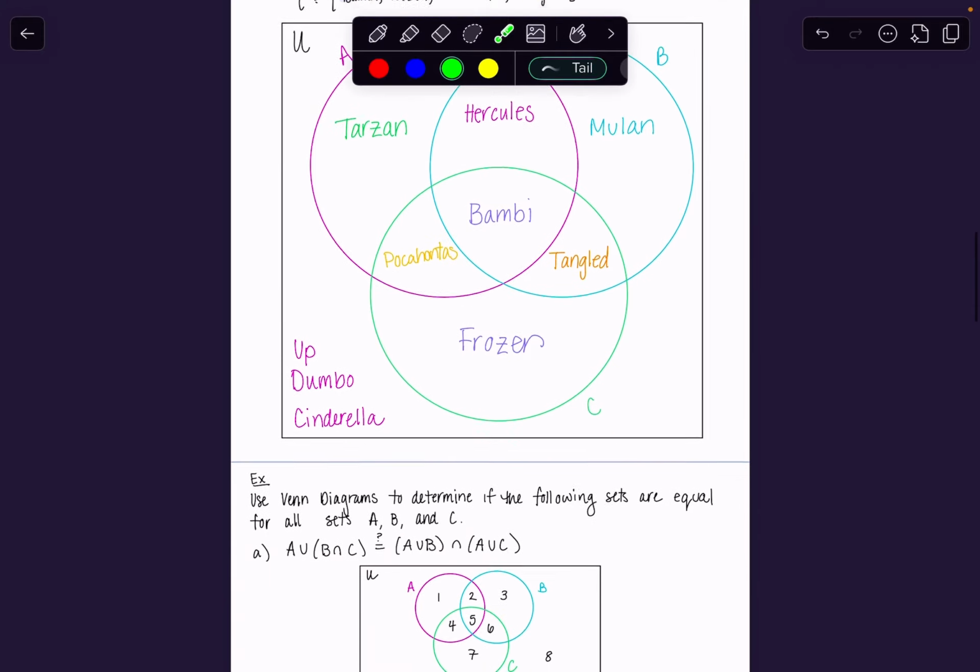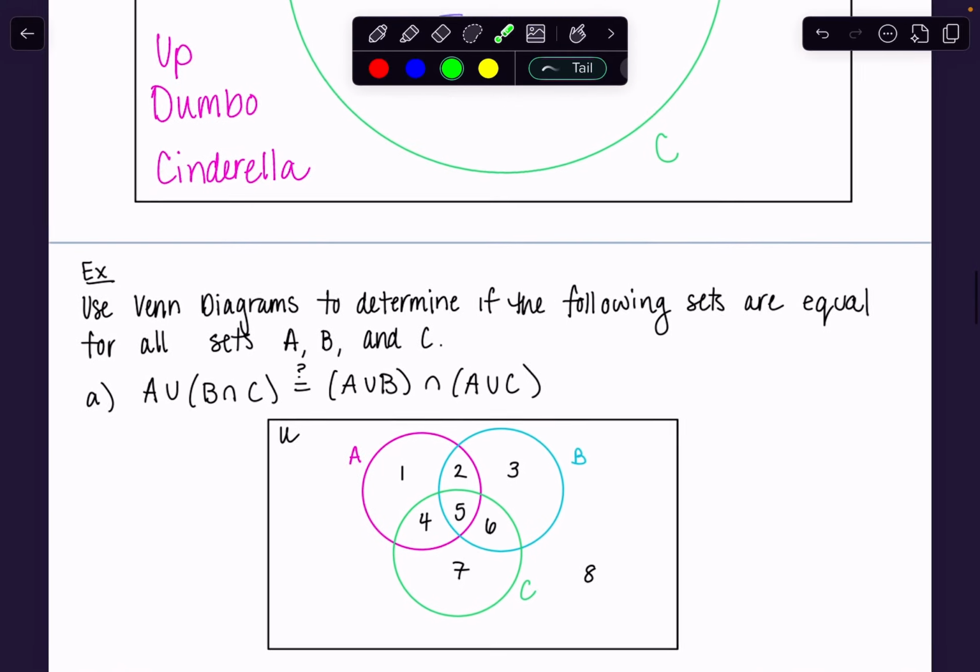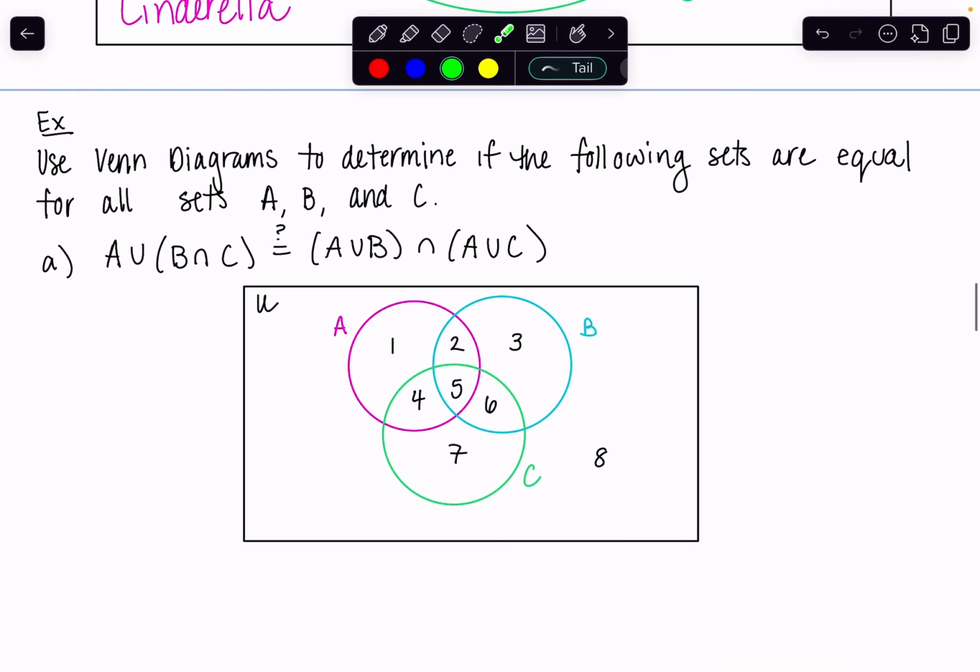So what we want to do now is see if, using Venn diagrams, we can determine if the following sets are equal for all sets A, B, and C. Basically I'm asking: if I do this operation and if I do this operation, do they end up resulting in the same thing no matter the elements that are filled inside here? So essentially I'm asking, at the end of all this, what regions in my graph am I talking about?